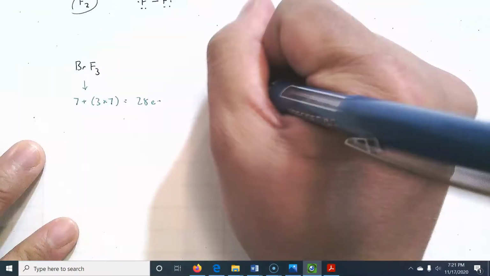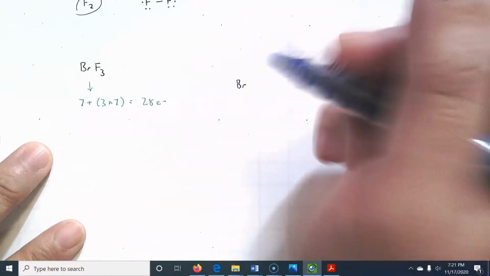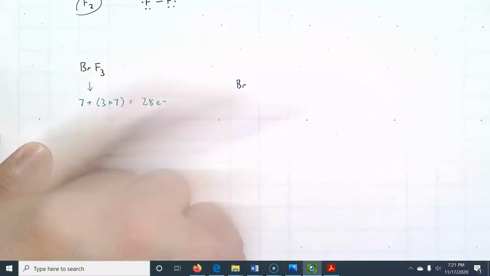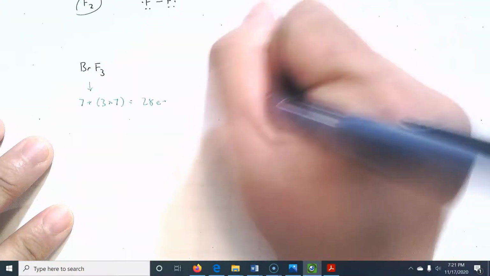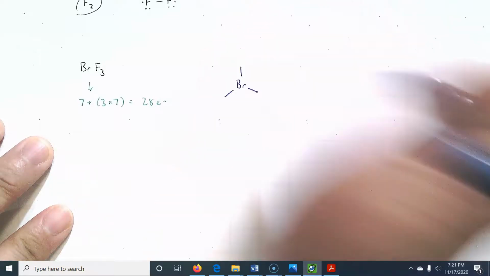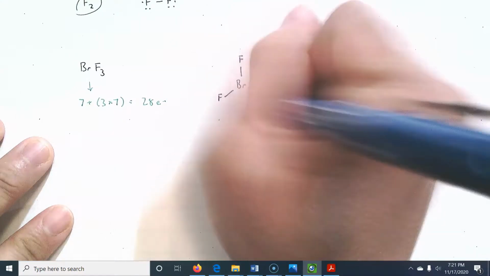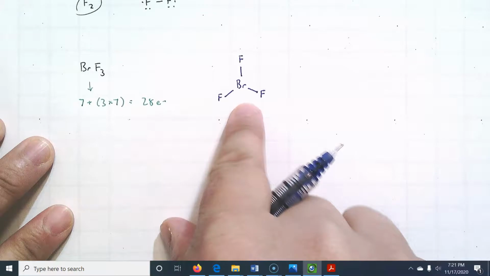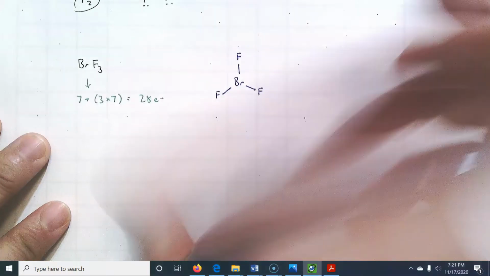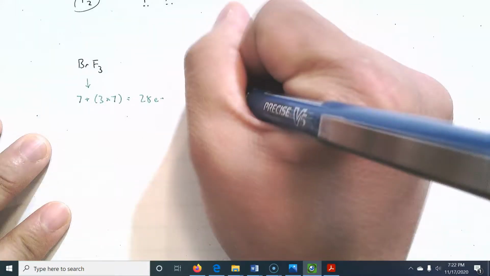We have bromine in the middle. Again, when in doubt, it's the less electronegative atom that's the central atom. And I don't know what the shape of this is, because I don't know off the top of my head how many lone pairs bromine will have, if any. So I'm going to draw this just like it looks, trigonal planar. But I don't know if it's trigonal planar because I don't know how many lone pairs bromine has.